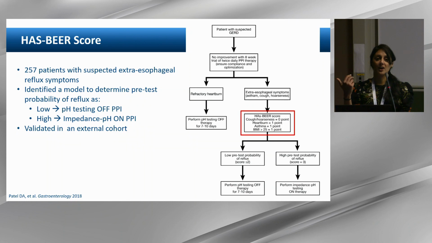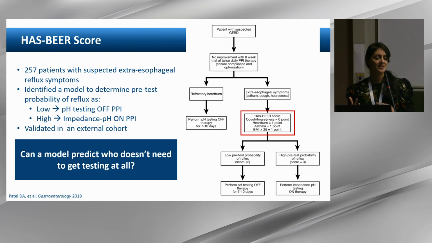And on the other hand, if you have a high score, then you can start with testing on acid suppression, and that would be pH impedance. And this was validated in an external cohort. But this also got us thinking, well, can we develop a model, again, earlier on in the process to determine who doesn't need to get testing at all?